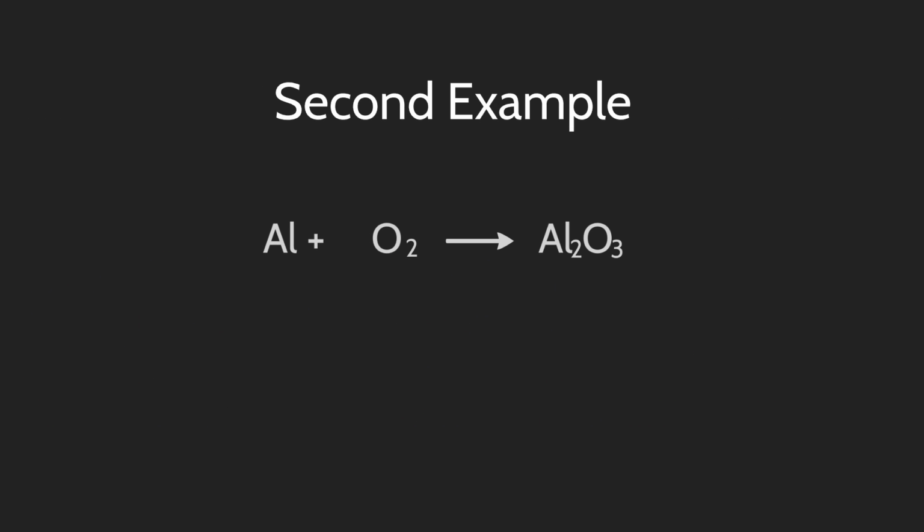In the second example, we have aluminium reacting with oxygen to aluminium oxide. Once again, we check the number of atoms on both sides. On the left, we have 1 aluminium atom and 2 oxygen atoms. On the right, 2 aluminium atoms and 3 oxygen atoms. To balance the equation, we might think that 2 parts aluminium could react with 3 oxygen atoms to aluminium oxide. For that, we would have to use the fractional number 1.5 as a coefficient for oxygen.